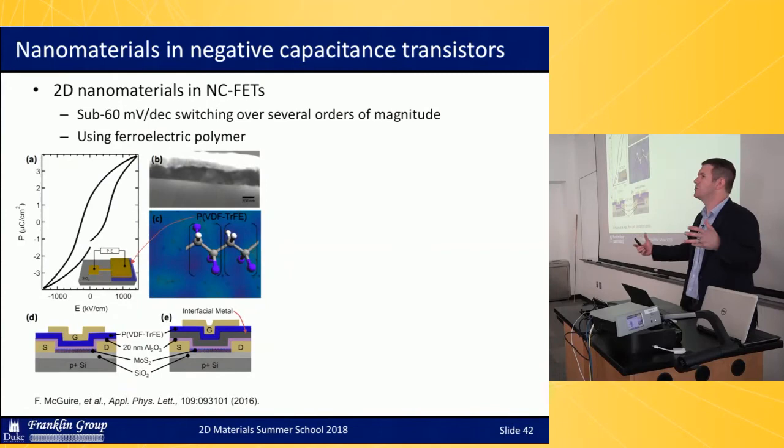So what we've done in my group is tried to embrace this idea that we need both a size and voltage scalable transistor and explore the potential of doing that with a two-dimensional channel material in a negative capacitance transistor. That's what's shown here using a polyvinylidene PVDF-TrFE polymeric ferroelectric. Frankly, it's a fairly terrible ferroelectric material. It's not very stable and causes a lot of issues with respect to doing detailed characterization.